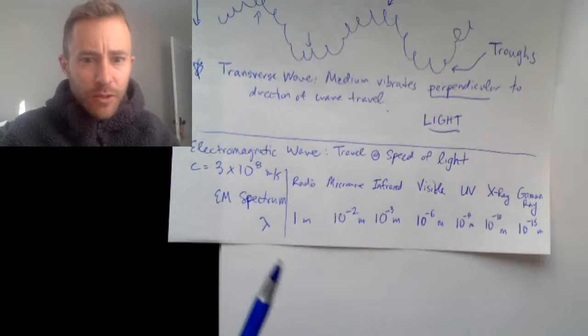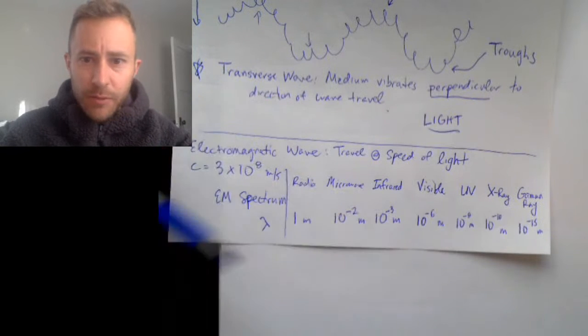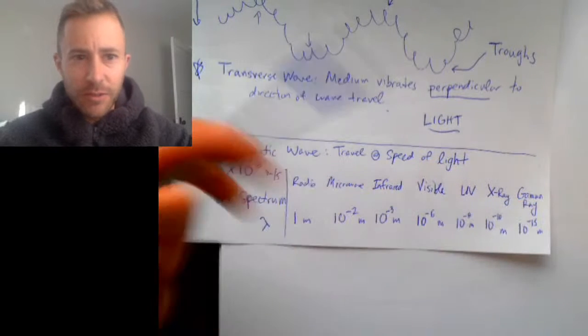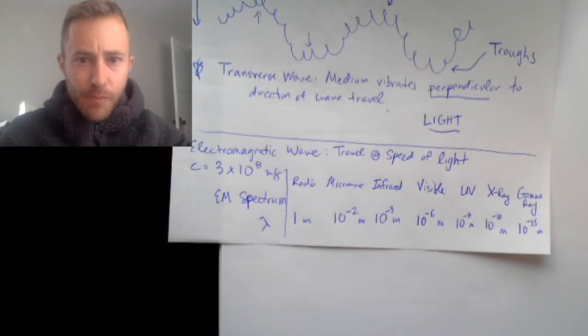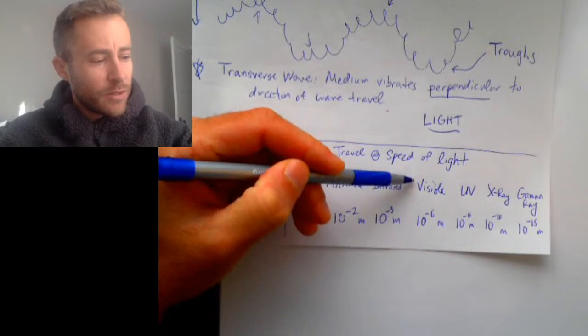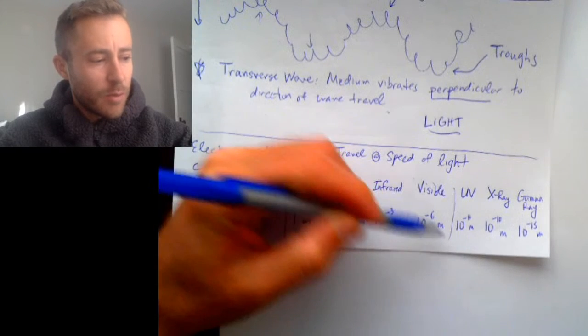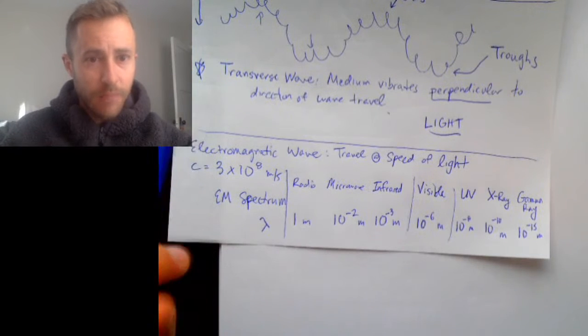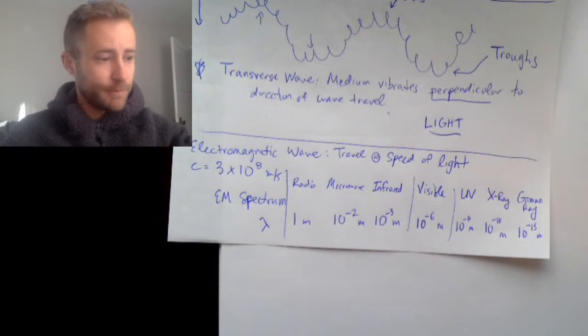Anyways, you should memorize the names of these. But the point is that visible light, what we think of as visible light, is just a small, small part of the full electromagnetic spectrum.